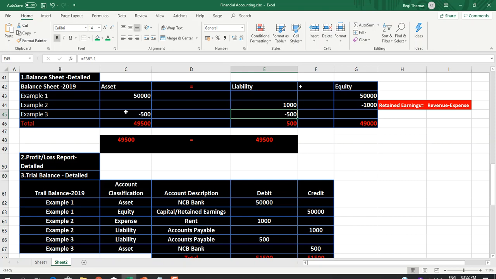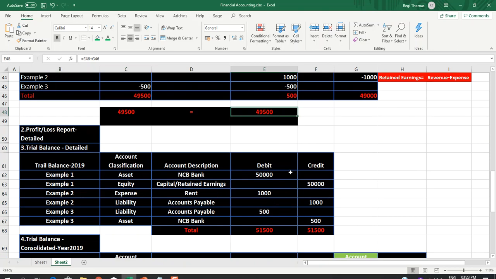We already discussed what the balance sheet formula is: asset equals liability plus equity. So the total of assets equals the total of liability plus the total of equity. That means your asset side, the left side, equals 49,500, and the right side is 49,500 because of liability plus equity. So when you are taking the balance sheet, the mandatory thing, the main thing, is that the values should match each other.